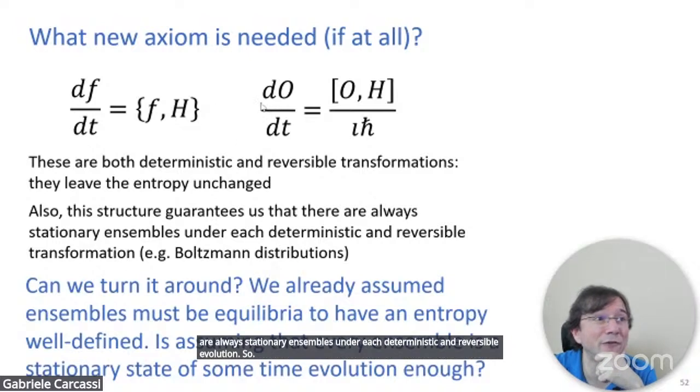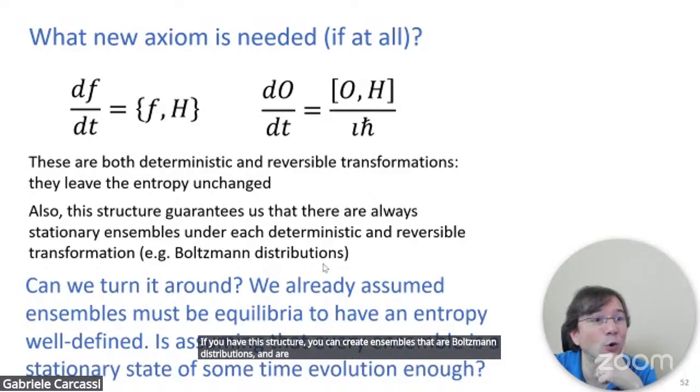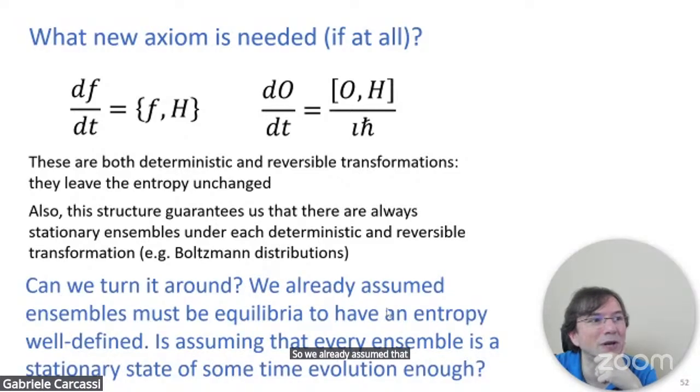So if you have this structure, you can create ensembles that are Boltzmann distributions and are going to be left alone. They are going to be equilibria of the transformation generated by H. And so the question is, can we turn it around? We already assumed that the ensembles must be equilibria to have an entropy well-defined.